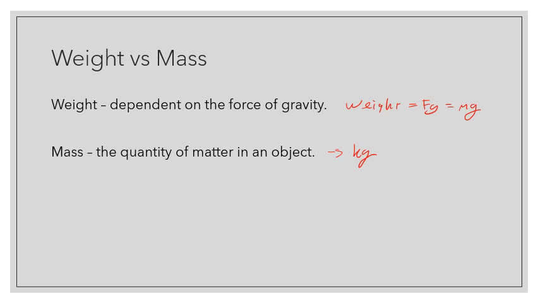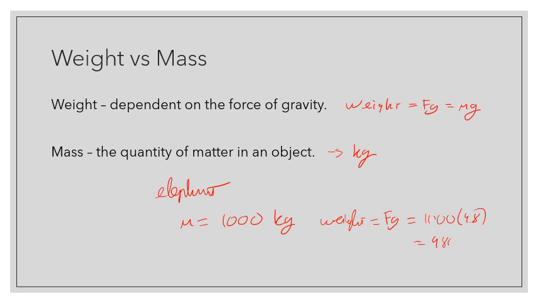So if an elephant has a mass of 1,000 kilograms, its weight, or Fg, would be equal to 1,000 times 9.8, so 9,800 newtons. So weight is the force of gravity acting on the mass. Mass is just the quantity of matter in that object.